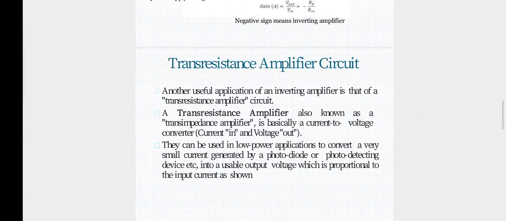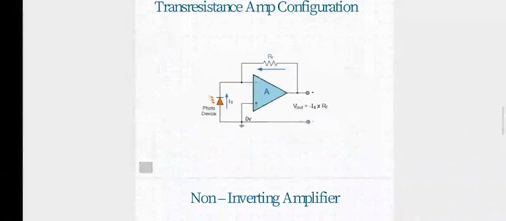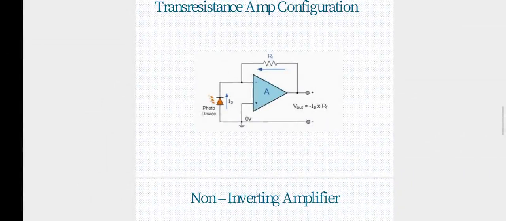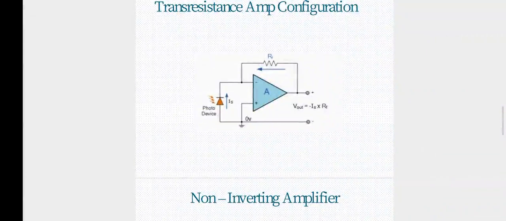So you can see here, using the photodiode, we give a small amount of current. A feedback resistance is connected. The output is nothing but the voltage, the multiplication of the input current and the feedback resistance. The non-inverting input is connected to the ground supply.